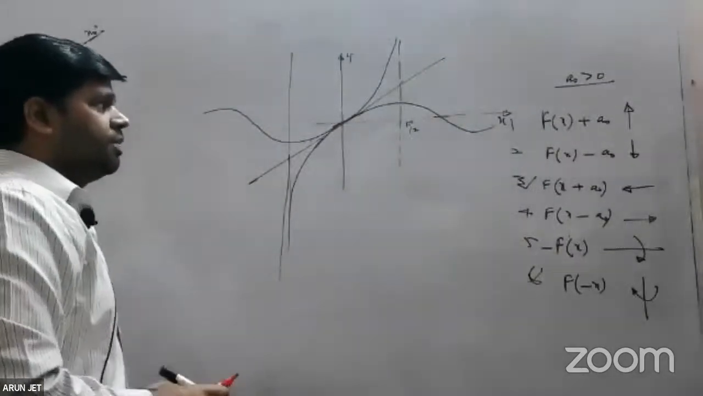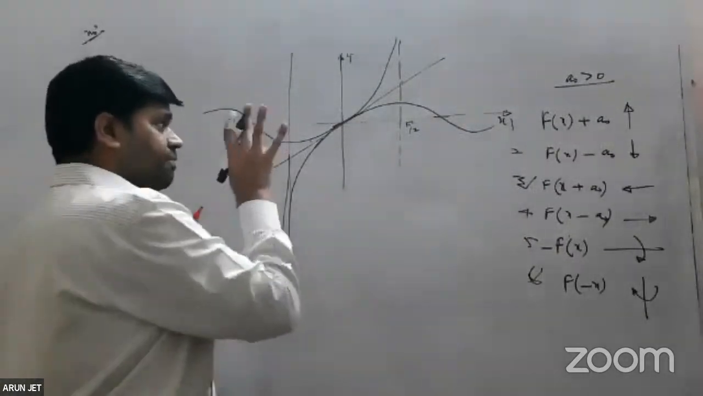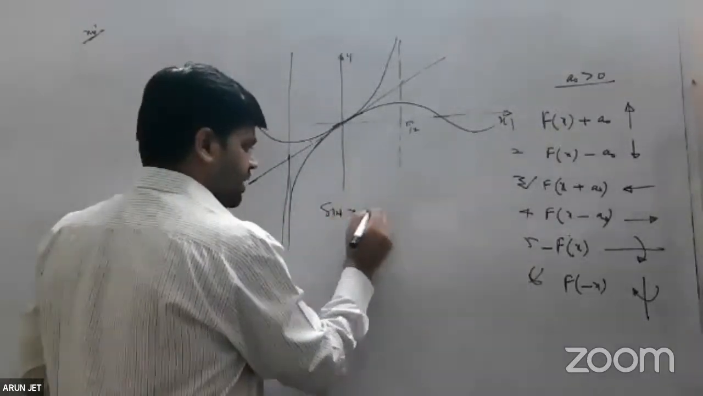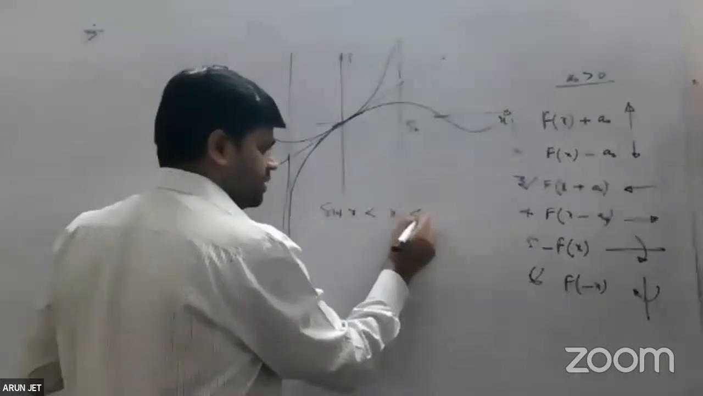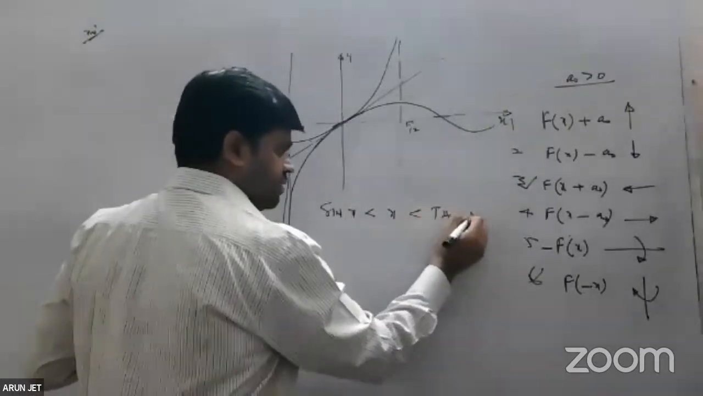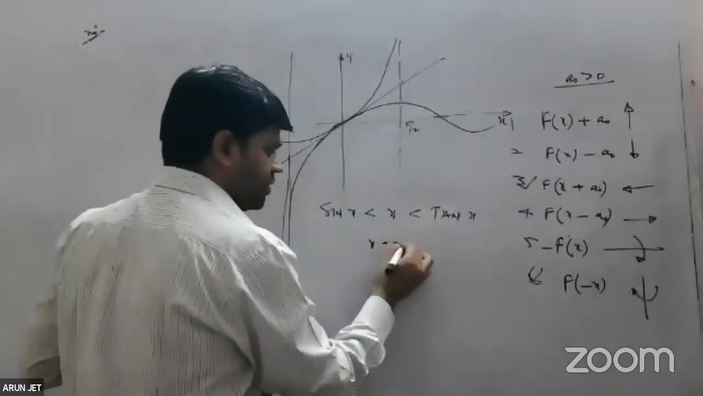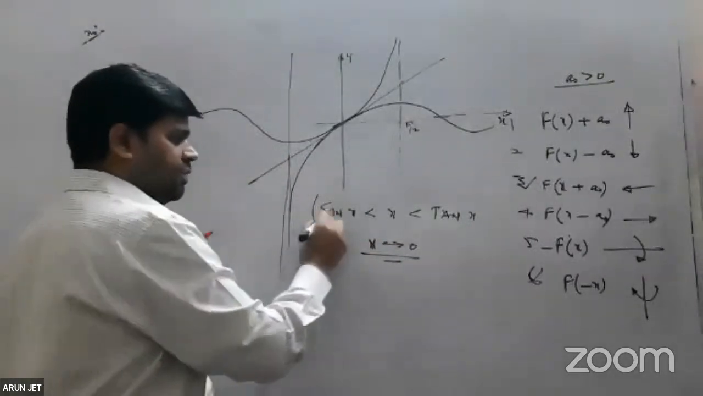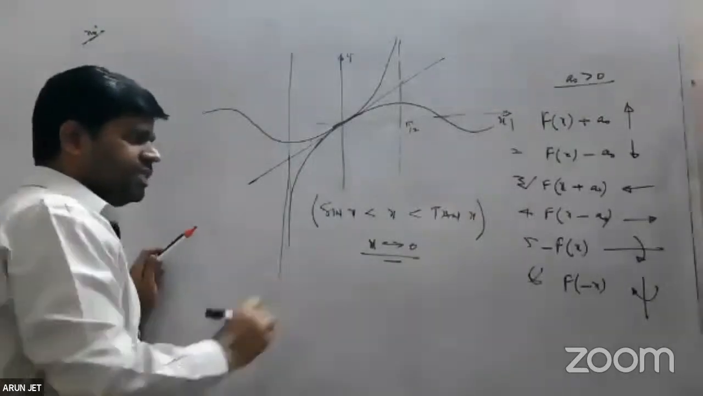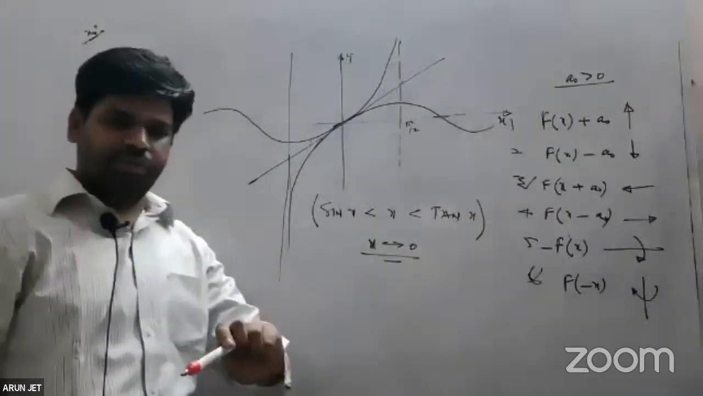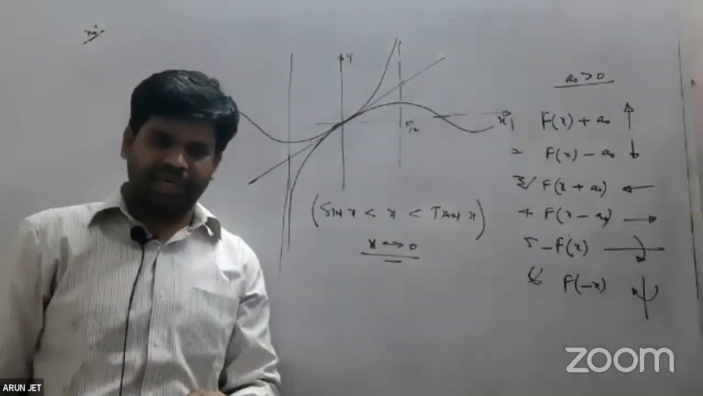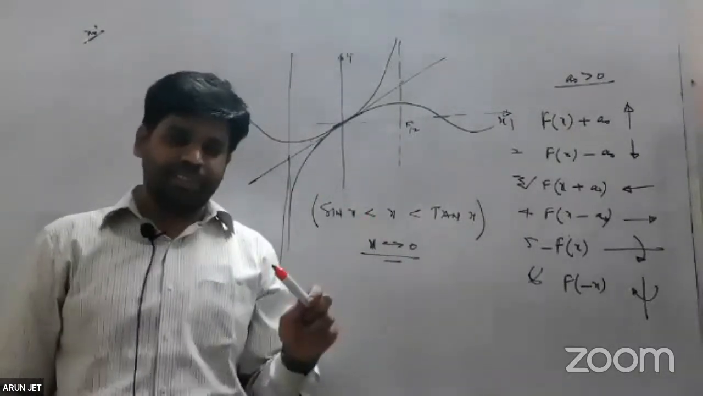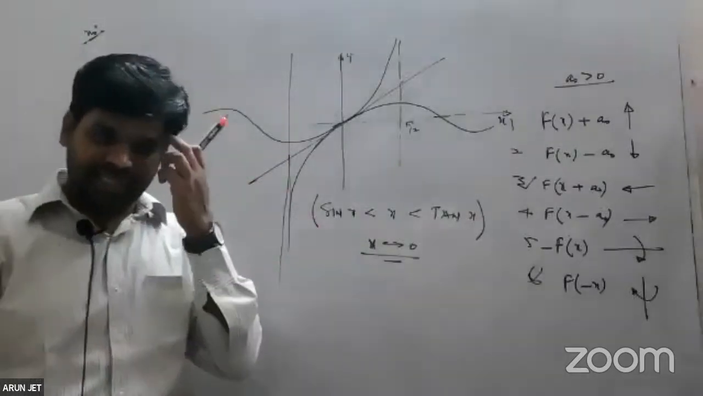All right. Now, from this graph, I can write sin x is less than x is less than tan x when x is tending to 0. When x is very close to 0, this is my inequality. We can prove this inequality, but we'll not prove it right now. If I have time at the end of the class, I'll prove it. The proof is interesting and also useful next year as well.